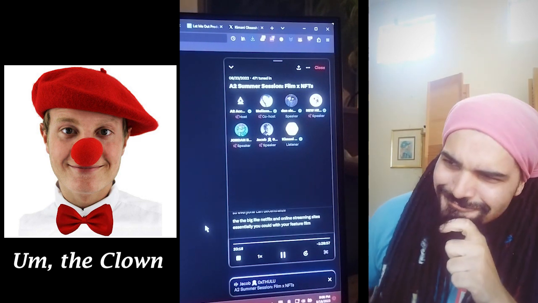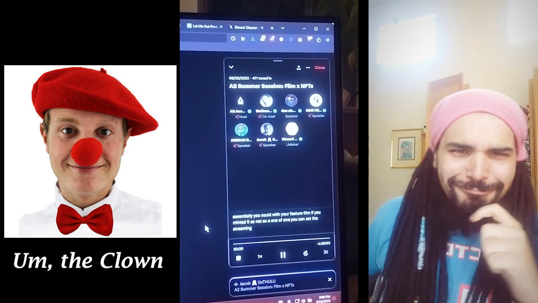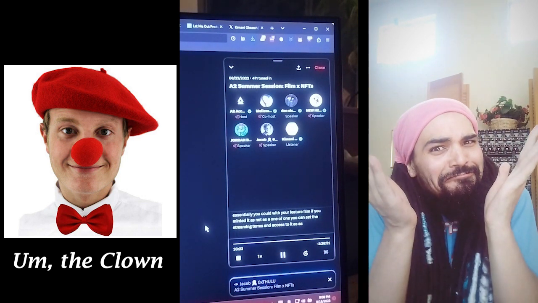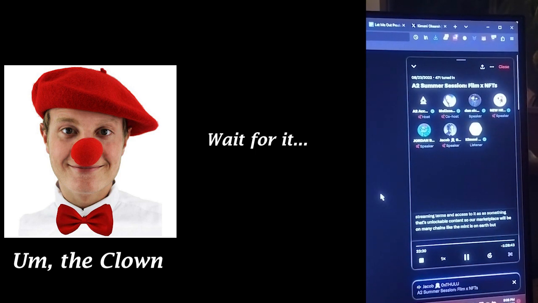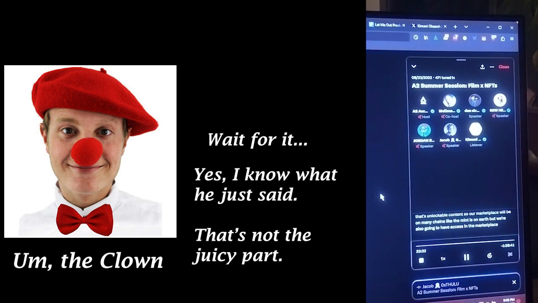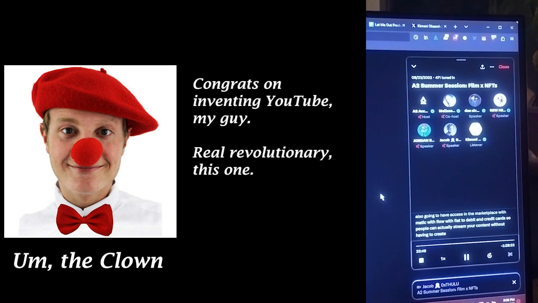Essentially, you could with your feature film, if you minted it as net as a one of one, you can set the streaming terms and access to it as something that's unlockable content. Like the mint is on ETH, but we're also going to have access in the marketplace with Matic, with Flow, with fiat to debit and credit cards, so people can actually stream your content without having to create a wallet, which I think is a very important step for filmmakers in Film 3 to be able to invite those audiences.